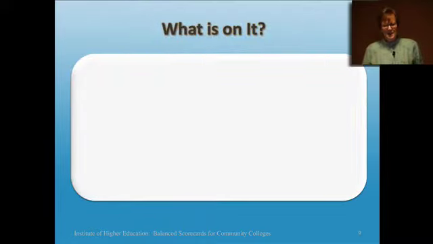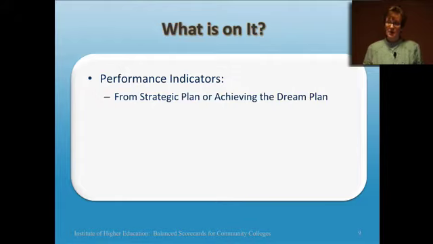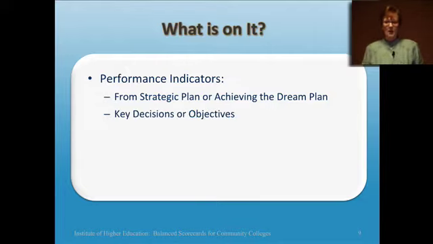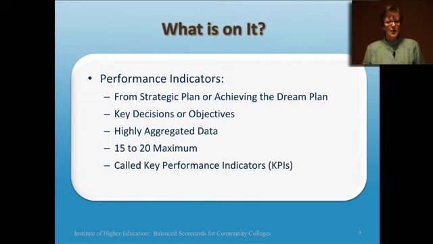So what is on a balanced scorecard? What are some of the kinds of things that you should put on it? Well, these are performance indicators. These can come from likely your strategic plan or your Achieving the Dream plan. Under ideal circumstances, those should be one and the same. They certainly should always be items that will help you monitor key decisions or objectives that you're trying to accomplish. These are always highly aggregated data, and they should be limited to 15 or 20 of them. In common parlance, they're called key performance indicators, or KPIs. You'll hear me refer to these throughout.